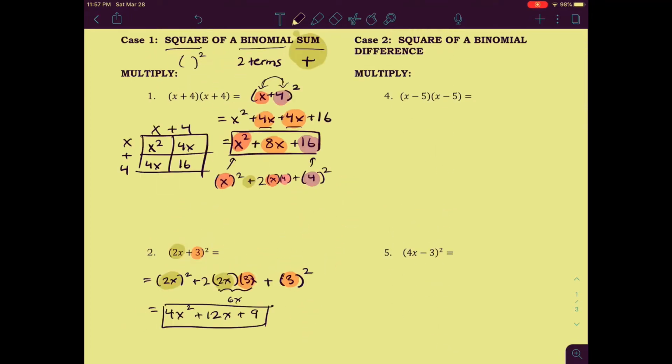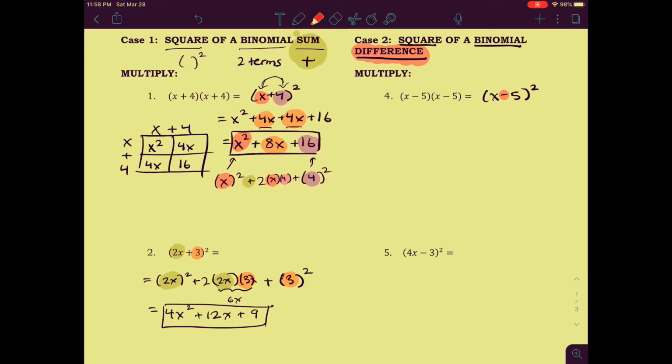And so when we look at case 2, we'll notice that this looks very similar to case 1. We have the square of a binomial, but the key here is that we have a difference. And that's where things will change. Earlier we had a sum. Here we're going to have a difference. If you remember a difference, you should be thinking of a subtraction sign. And so if you look at our example here, number 4, this is the same thing as x minus 5 squared. And hopefully you see that this is a difference.